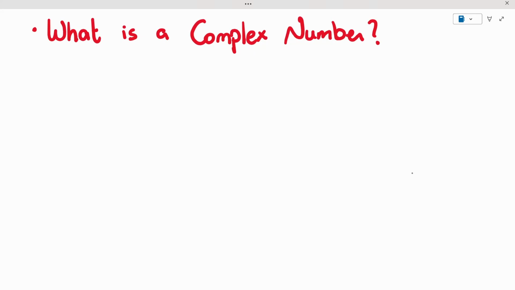Hi guys, in this video I'm going to cover what you need to know for your exam with respect to complex numbers. So what is a complex number? Where did it come from? You see, a long time ago, mathematicians were trying to solve this equation here, x squared is equal to minus 1. The reason that was a problem for them was because you can't think of any real number such that when you square it, you get minus 1.